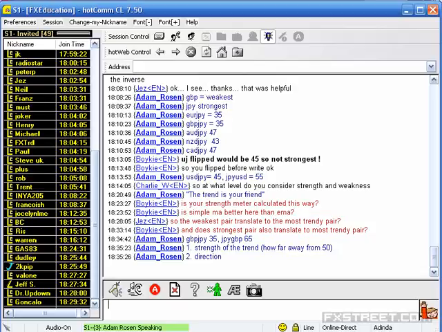Why is the trend stronger? Because over the past 14 periods on a daily chart, while the yen has gone up, the pound has gone down. The yen has gone up the most as the pound has gone down the most. That's what we want to look for. That is a trending currency pair.